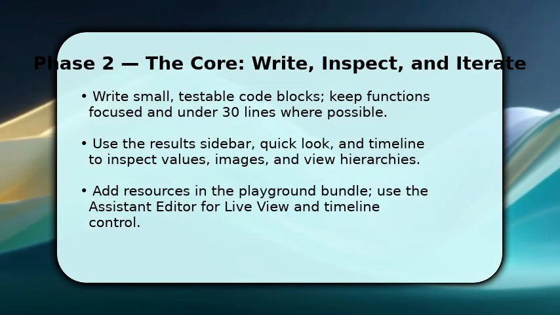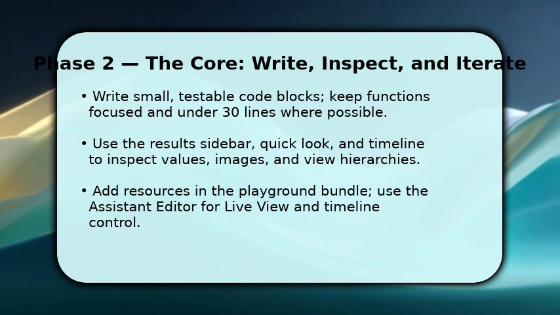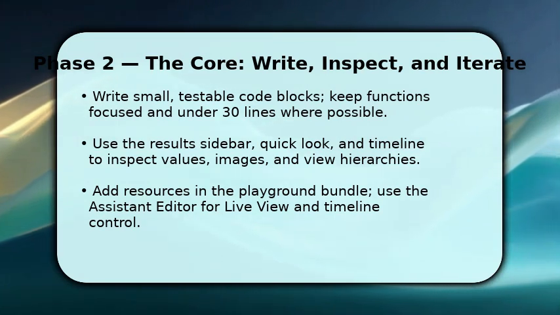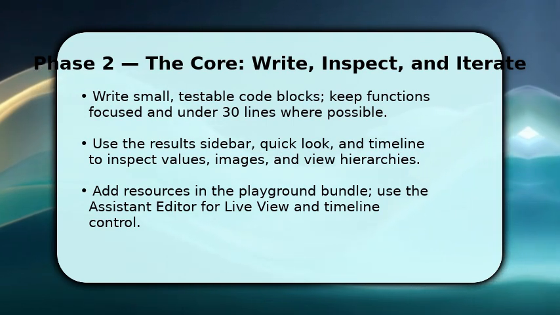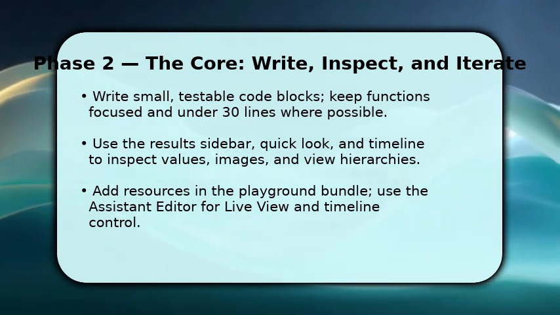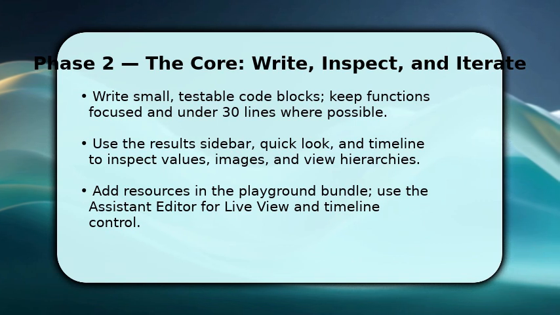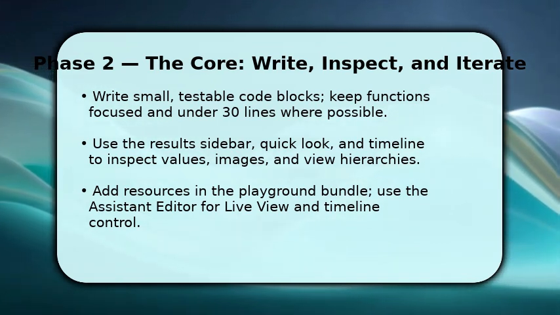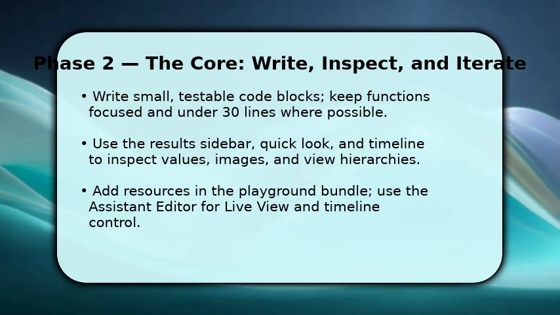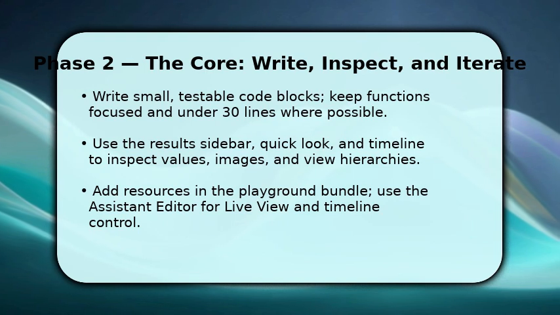You now build the main part. Write incremental snippets and run them often so you can inspect behavior immediately. Use the results sidebar and Quick Look to peek at values, images, and view hierarchies, and use the timeline for animations and async tasks. Once done, attach resources, images, or data files to the Playground bundle so code loads consistently.